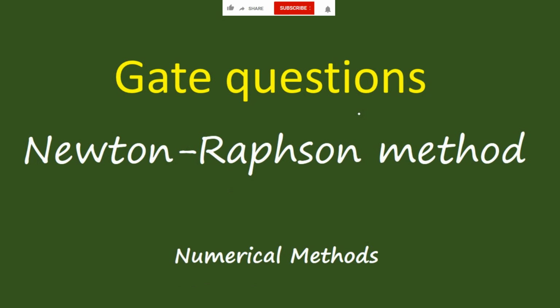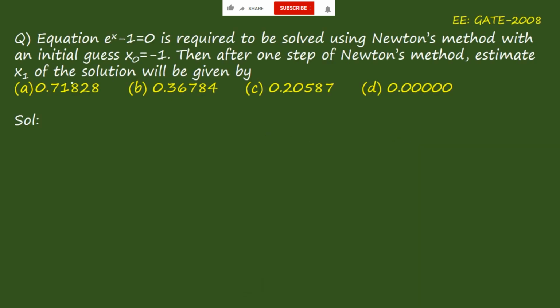Let us start now. Now come to the question. The question is: the equation e to the power x minus 1 is equal to 0 is required to be solved using Newton's method with an initial guess x naught equal to minus 1. Then after one step of Newton's method, the estimate x1 of the solution will be given by. It's a GATE 2008 question, right?